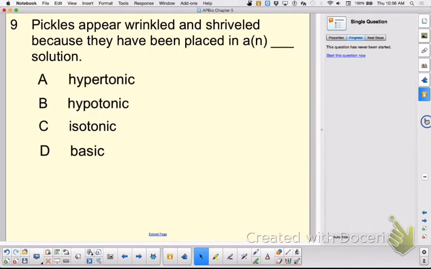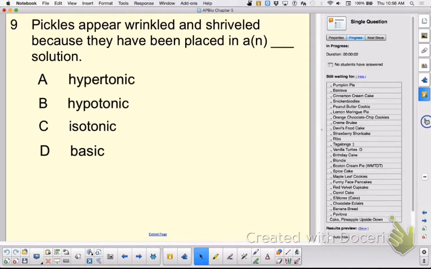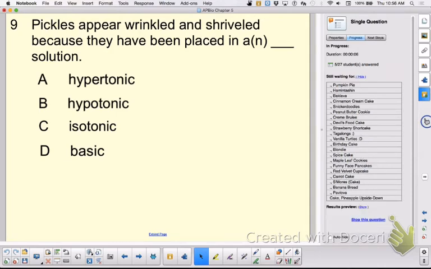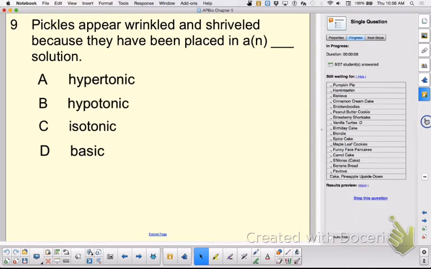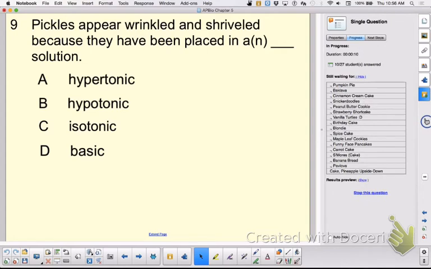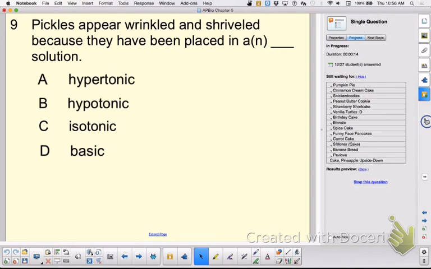No cheating. Don't yell it out, think it out. I'm going to give you one little hint. Do you know what a pickle was before it was a pickle? A cucumber. Think about it. In another life, a pickle was a cucumber.